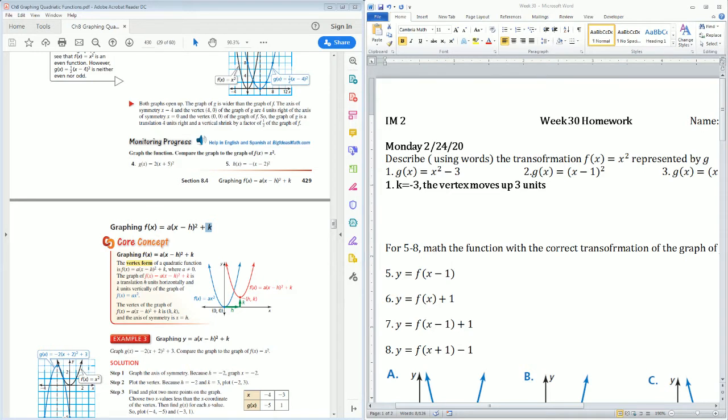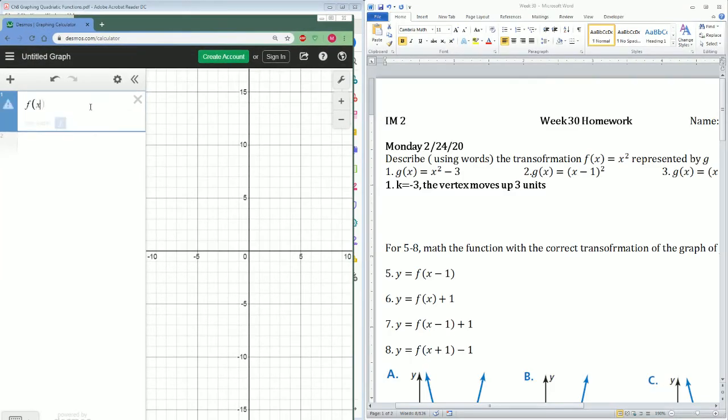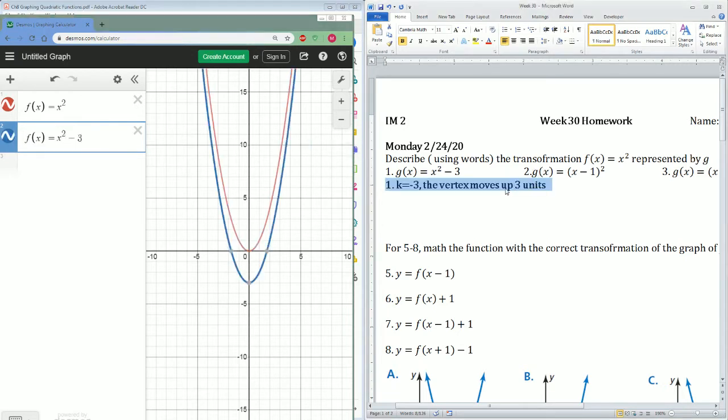Now, if you don't believe me, let me show you in Desmos, and it's going to probably make more sense. Here's the original, f of x is equal to x squared. Then f of x is going to be equal to x squared minus 3. Oh, you are right. It moves down because it's a minus. You see how it goes down all the way there?